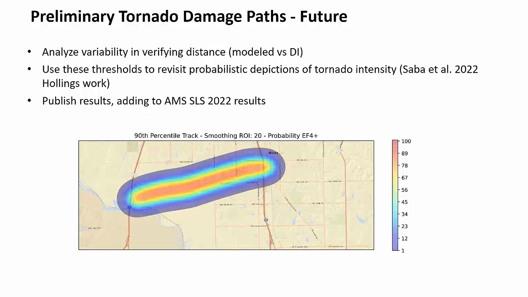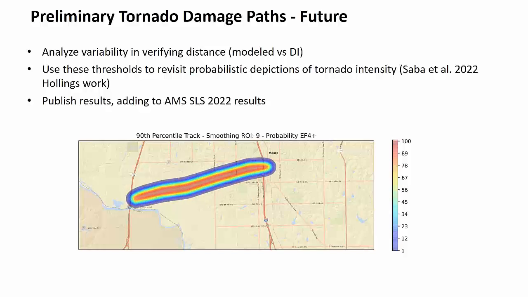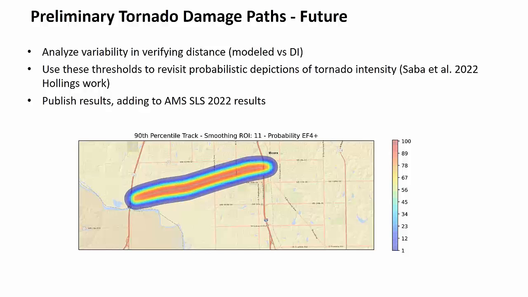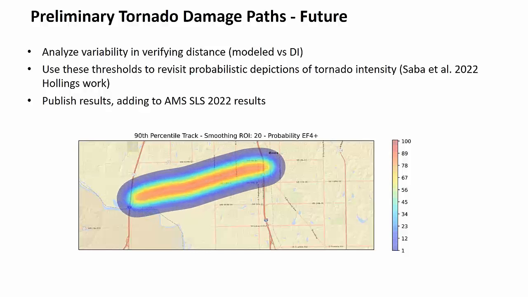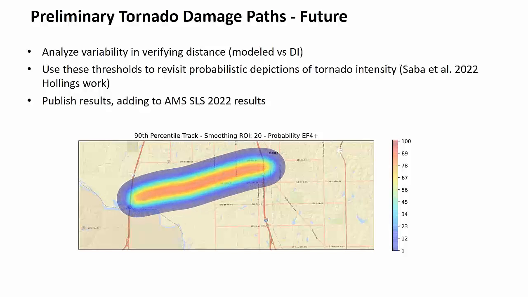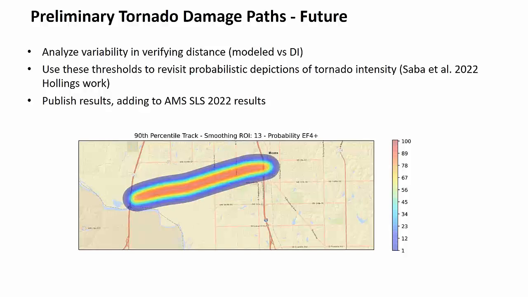So like what you see here in this animation. The question is, what radius of influence do you use? And so using that verifying distance from these 115 tornado events, I think should help us with that. And then just lastly is to summarize all these results and publish those.